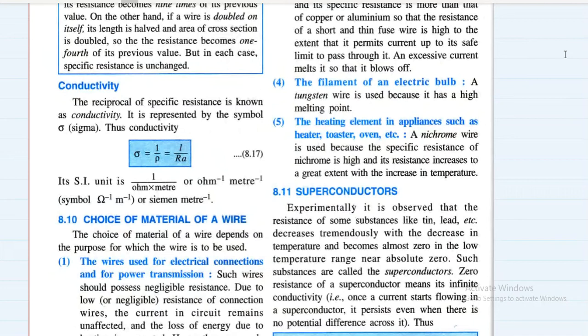So the SI unit of conductivity is the reciprocal of the SI unit of resistivity, which is ohm raised to minus 1 multiplied by meter raised to minus 1, which you can see over here. Ohm raised to minus 1, meter raised to minus 1. Its symbol is like this, or it is also known as Siemens per meter. So that is conductivity, which is 1 by rho.